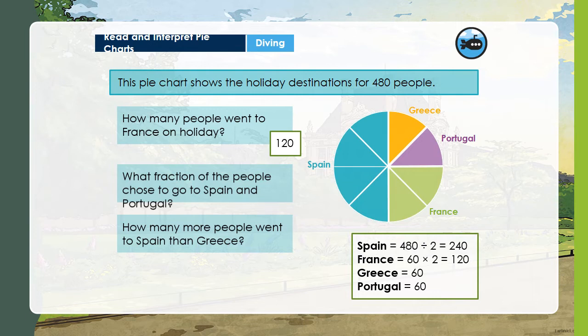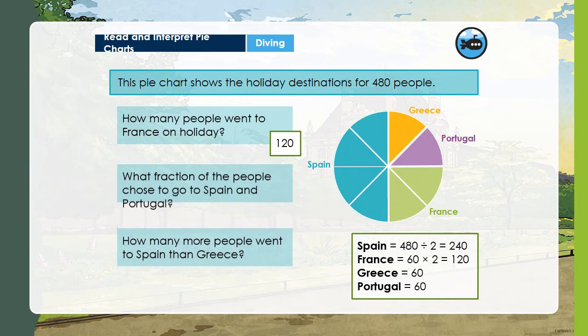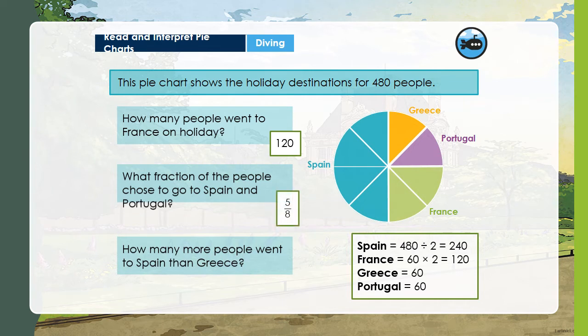So what is 1/2 plus 1/8? Well, we need to make sure that they have a common denominator. We're going to convert our half into eighths. What would half be in eighths? Yep, that's right, it would become 4/8. 4/8 is the same as 1/2. Now we can add them together. 4/8 plus 1/8 equals 5/8. So that's our answer. The fraction of people that chose to go to Spain and Portugal is 5/8.